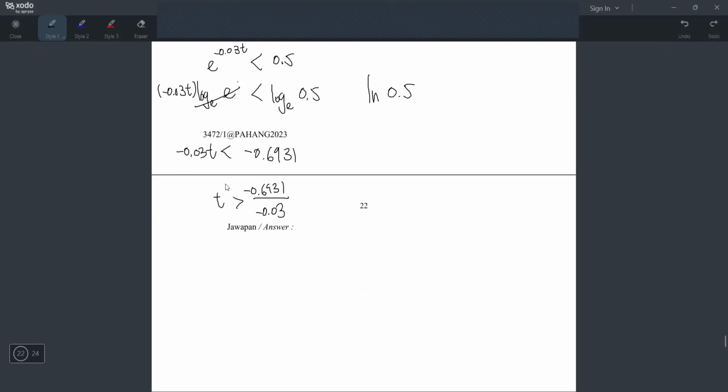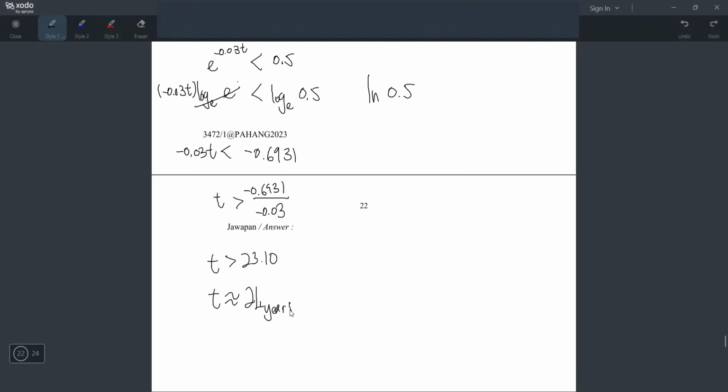Then the smaller sign now becomes bigger. Why suddenly bigger? Because I divide by a negative number. When I divide by a negative number, the sign has to flip. So now it will be t bigger than. Press it on the calculator, I just use the answer button: 23.10. So what is the answer then? What is the number of years? 23 or 24? 24 years.